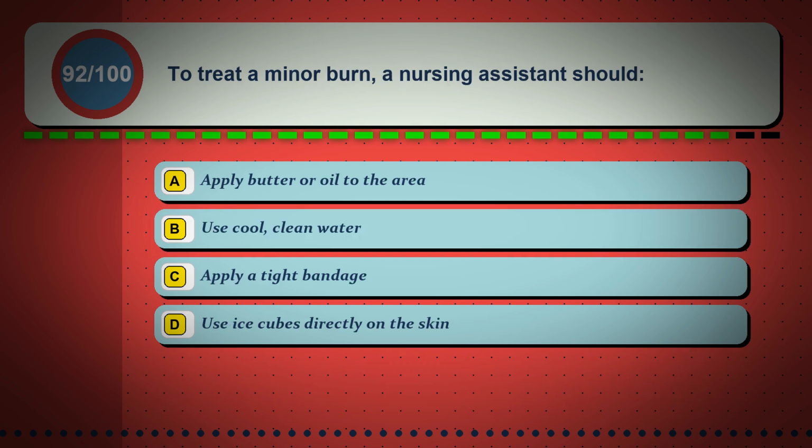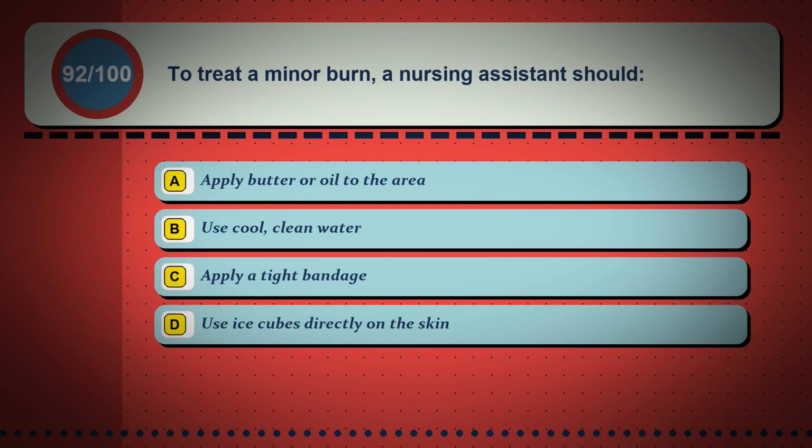Question 92. To treat a minor burn, a nursing assistant should: option A, apply butter or oil to the area. Option B, use cool, clean water. Option C, apply a tight bandage. Option D, use ice cubes directly on the skin.